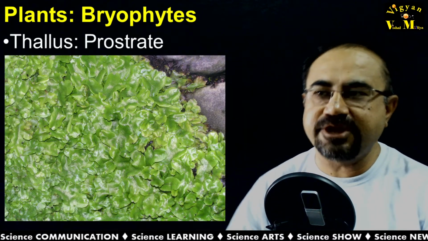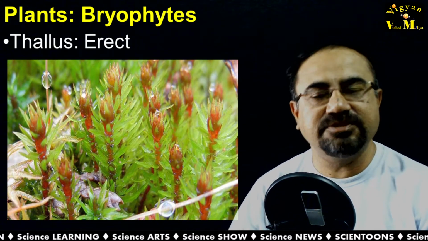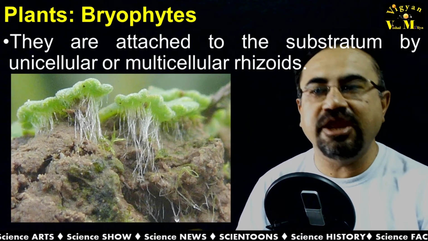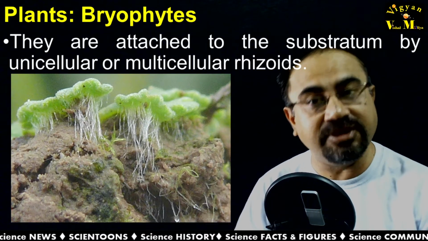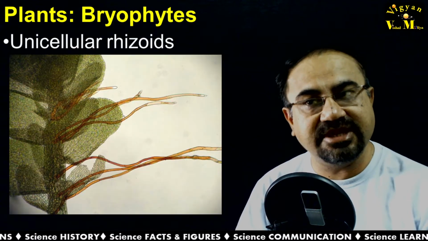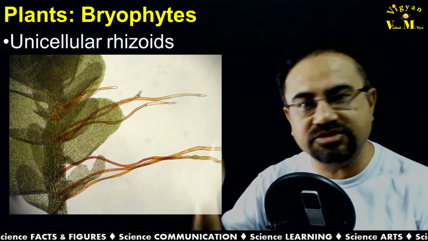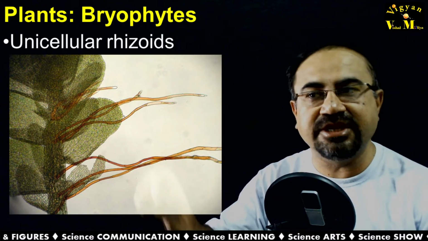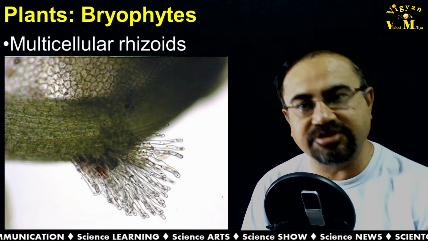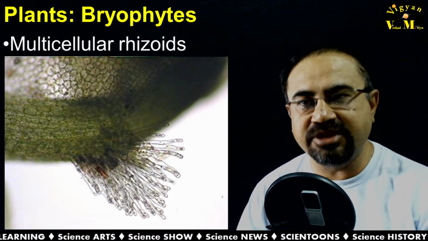Here you can see the prostrate thallus exemplified by Marchantia, and here you can see the thallus which is erect in the case of mosses. They are attached to the substratum with the help of unicellular or multicellular rhizoids. These rhizoids are root-like structures, but not exactly roots. You can see here a unicellular rhizoid with no septa or cell wall in between, while in the other case you can see multicellular rhizoids very well. So they have rhizoids either unicellular or multicellular.